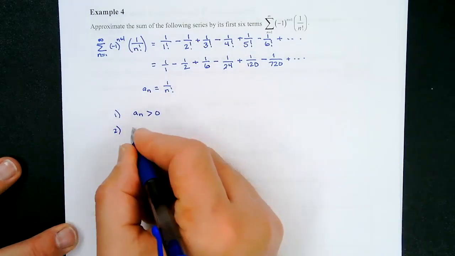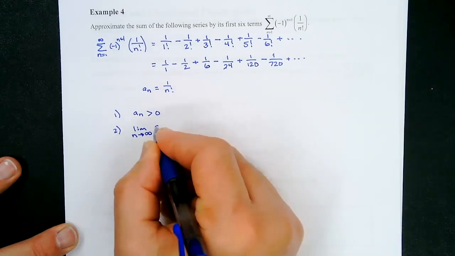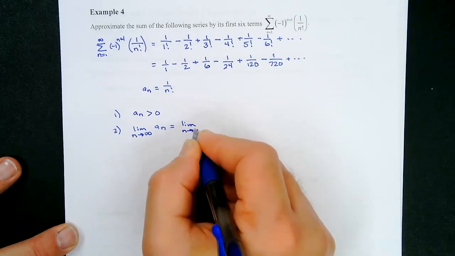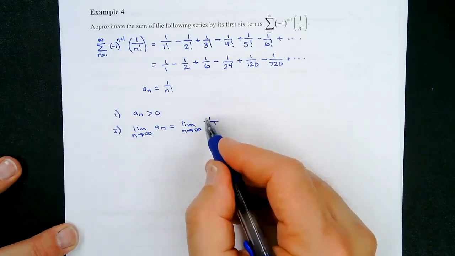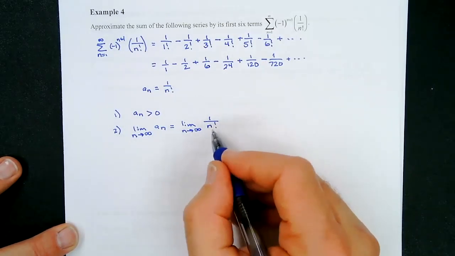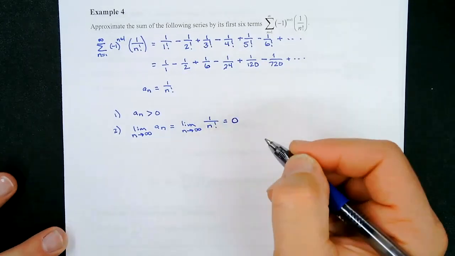Okay, so what is the limit? The limit as n approaches infinity of a sub n, which would be the limit as n approaches infinity of 1 over n factorial. Well, this numerator is always going to be 1, right? And this factorial causes the denominator to grow, right? So this overall is going to get closer and closer to 0, right?